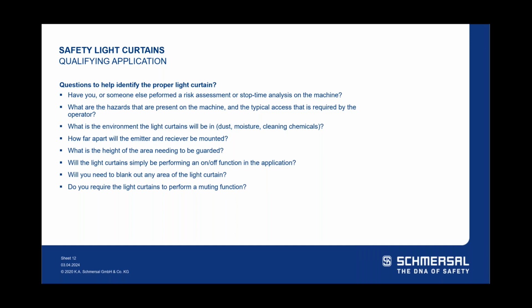Again, another important question to ask before you get into the installation process. What heights need to be guarded? Again, not what height light curtain do we need, but what height do we need to be guarded? We've already discussed that the height of the actual emitter and receiver might not be the area that's guarded, okay? Will the light curtain simply be performing an on-off function?